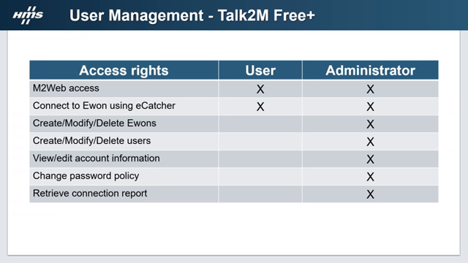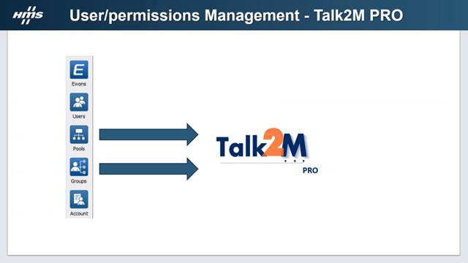Going forward on that, let's have a look at the user and permissions in the Talk2M Pro account. And actually the first thing we see is that two submenus appear. These are called pools and groups. And basically, a pool is a bunch of E1 devices, while a group is a bunch of people. In the next couple of slides, I will explain how the users and pools submenus are used within Talk2M.